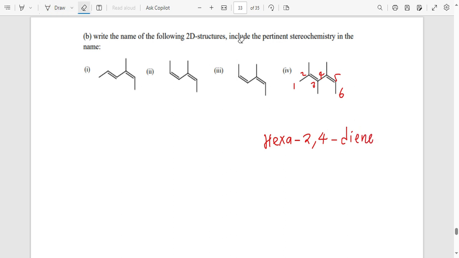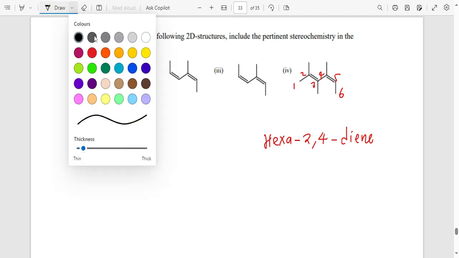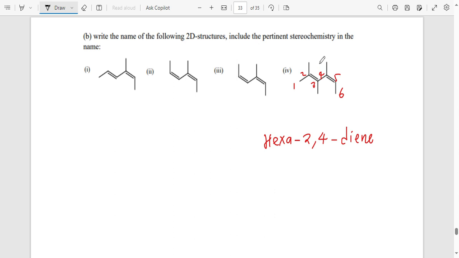Now let's determine whether it is E or Z. At position number 2, if you cut the molecule like this, this one is going to have higher priority than this one. So this is going to be a 1. But this side, because these two groups, you can see they are the same, we can't determine stereochemistry, we can't determine E and Z. Remember what you said, it should be 4 different things.